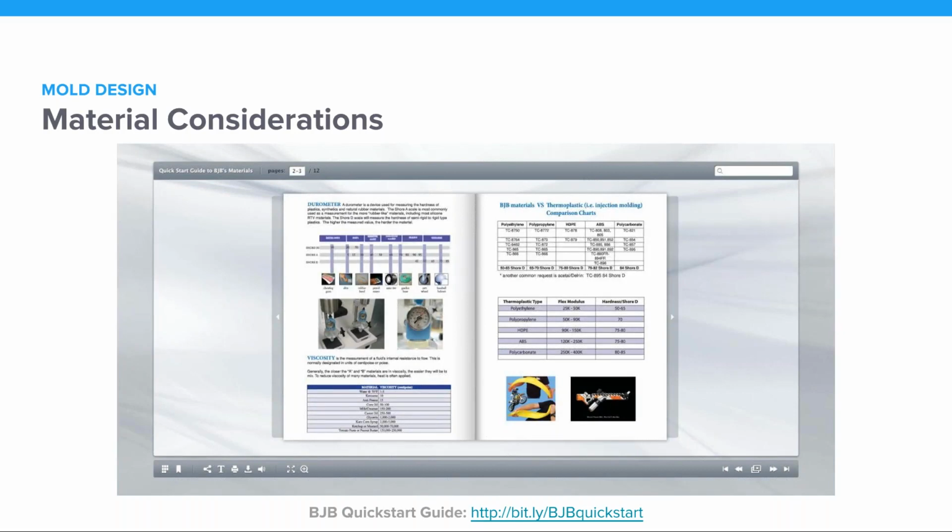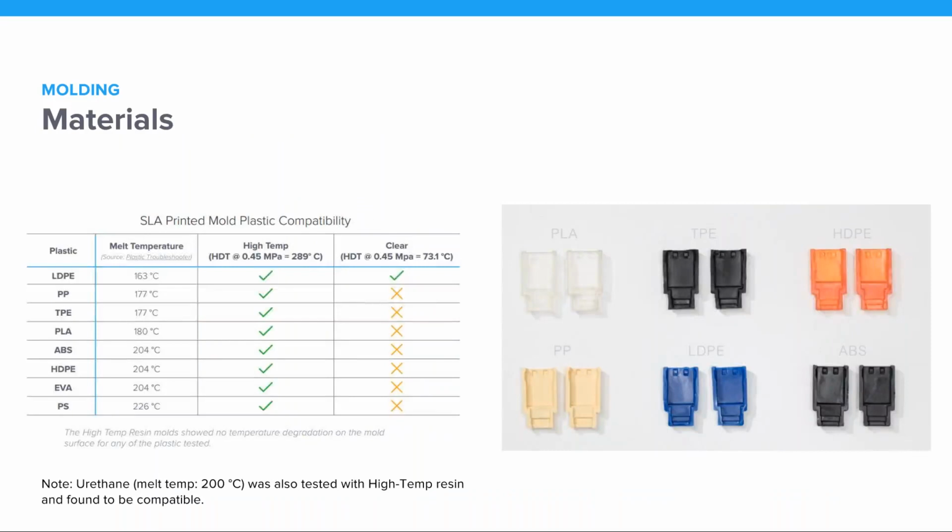But yeah, just go Google. If you don't follow the Quick Start, just search BJB Quick Start Guide or BJB Quick Start Injection Molding, and it'll come up. So this is a list of materials that we tried with our printer.